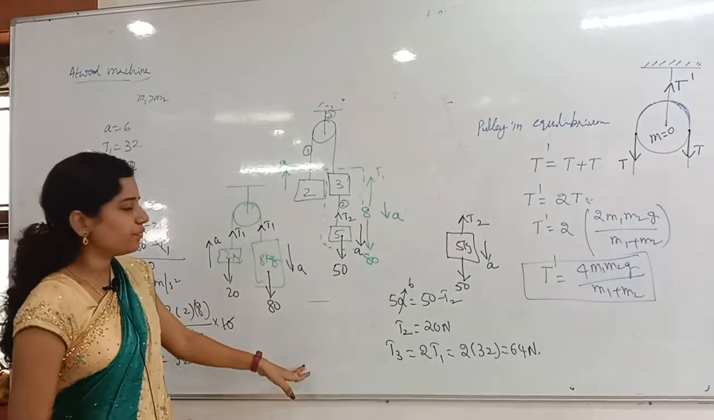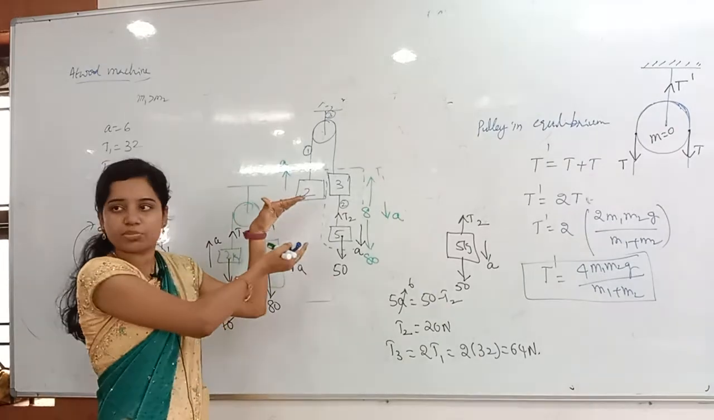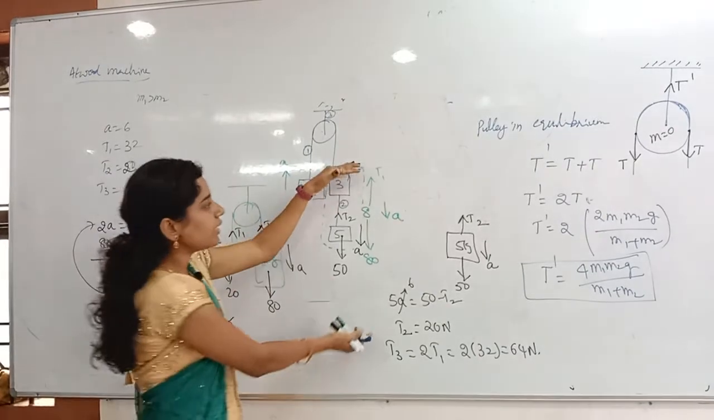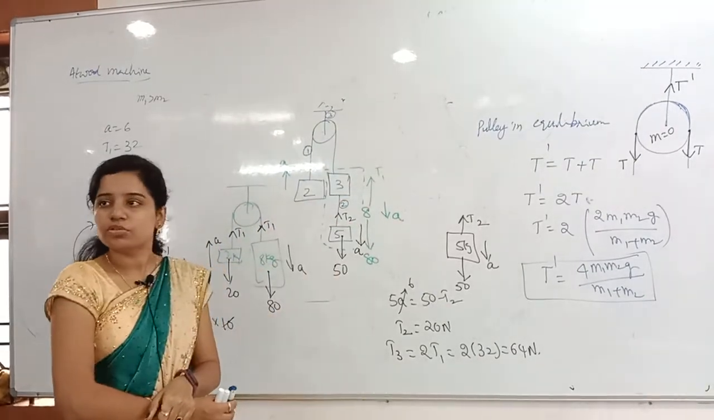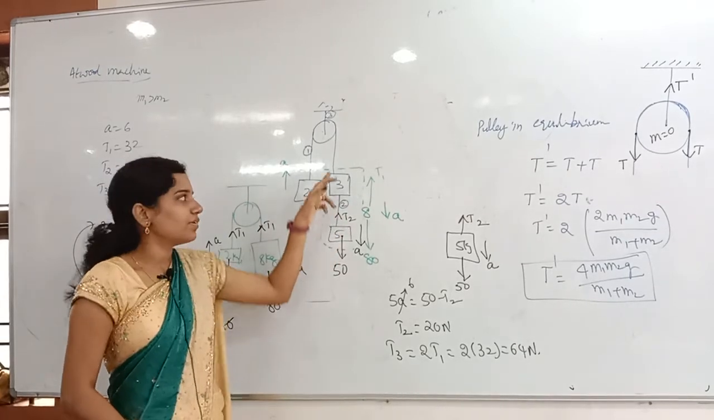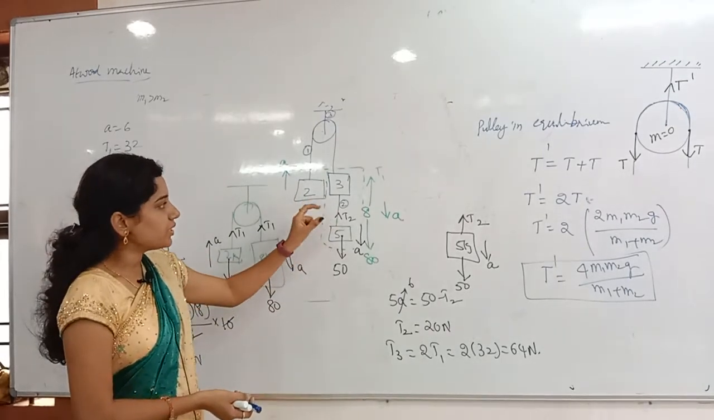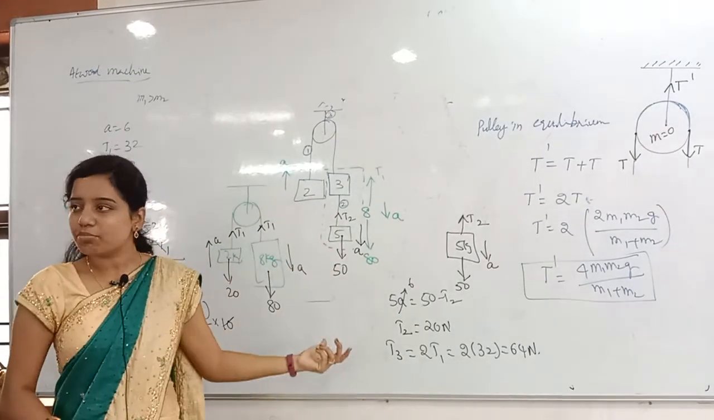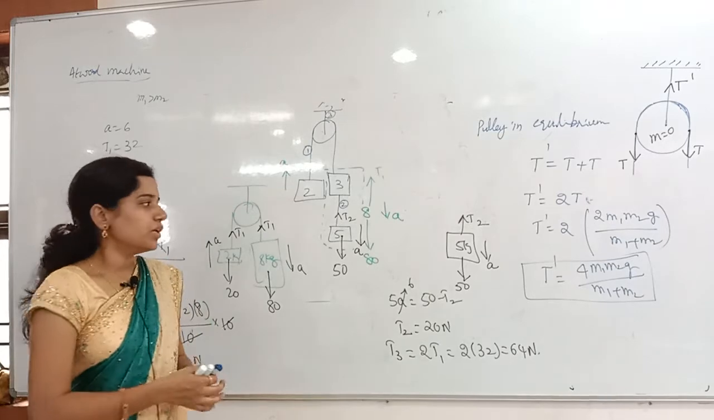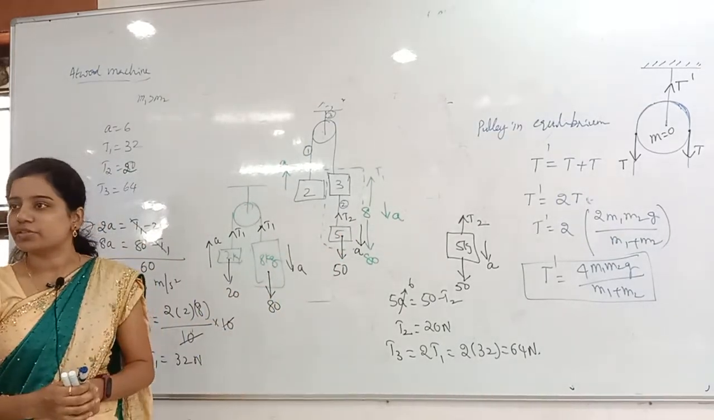Here, for example, if I give 4 blocks also, you have to take entirely as one block, that is m1. Entirely as one block, another is m2. So 2 m1 m2 by (m1 plus m2) into g. There we will get the tension in the main string. So whenever we get the tension in the main string, for the remaining tensions, you have to take the free body diagram of each and every body separately.